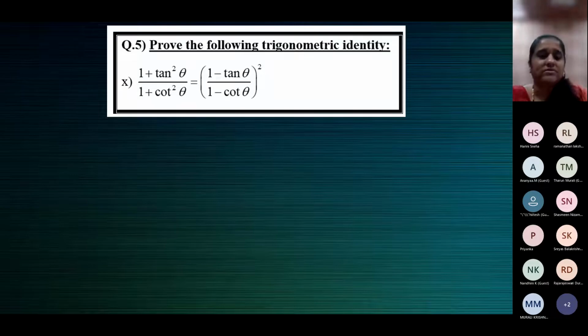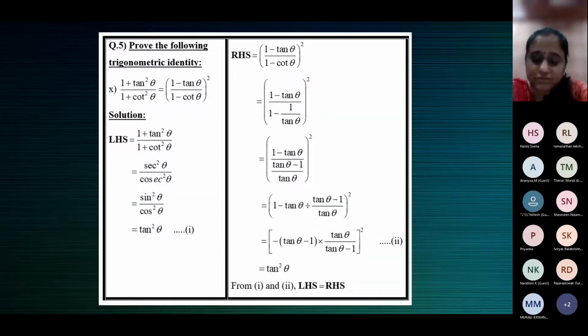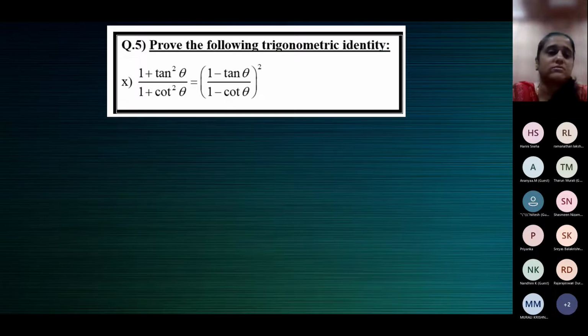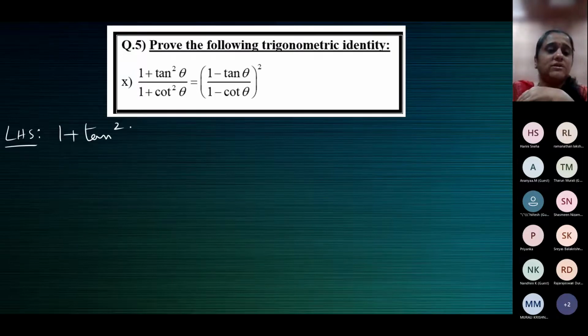So here, 1 plus tan square theta by 1 plus cot square theta. You need to prove that it's equal to 1 minus tan theta by 1 minus cot theta, the whole square. I want somebody to explain this. Tell me, what do we do? Take up the LHS.